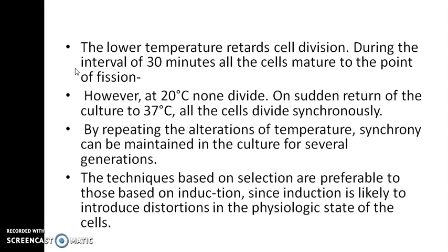On sudden return of the culture to 37 degrees Celsius, all the cells will divide synchronously. So it's like a culture that is growing in 37 degrees Celsius was exposed to 20 degrees Celsius for 30 minutes, and again it was exposed to 37 degrees Celsius, and at that stage all the cells will be dividing synchronously. By repeating this alteration of temperature, synchrony can be obtained in the culture for several generations.